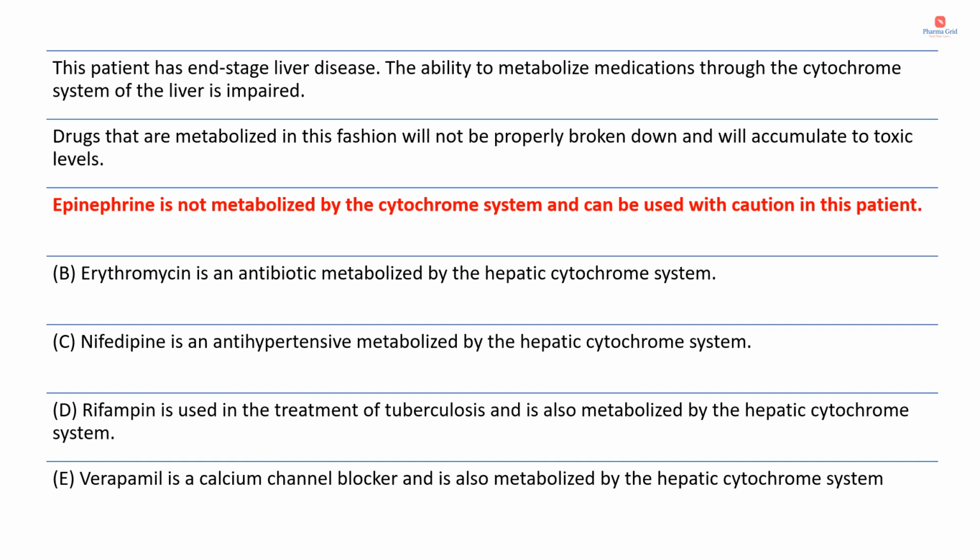So epinephrine is not metabolized by the cytochrome system and can be used with caution in this patient. All the other options, that is erythromycin, which is an antibiotic, then nifedipine, which is a calcium channel blocker, then rifampin, which is an anti-tubercular drug, and verapamil, which is also a calcium channel blocker. So all other options except epinephrine are metabolized by the hepatic cytochrome P450 system. So here the answer came as epinephrine.